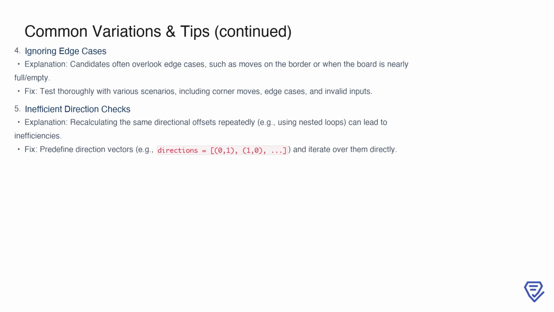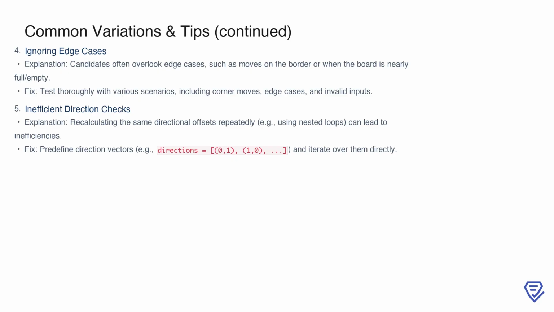For example, moves on the borders, or scenarios where the board is nearly full or empty, can be tricky to handle. To avoid surprises, make sure to test your solution with a variety of inputs, including corner moves, edge cases, and invalid inputs. Inefficiency in direction checks is another area where candidates often struggle.